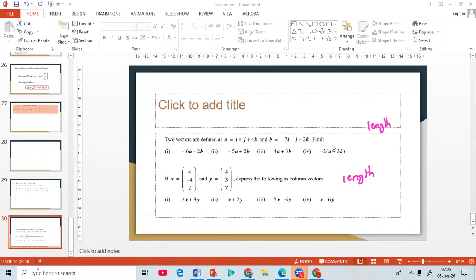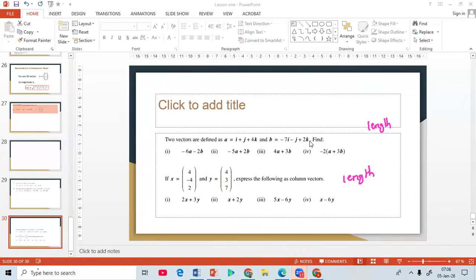My question is, this part of vectors, is it the one in mechanics or the one in pure mathematics? This is now pure. But please take note, it can cut across.